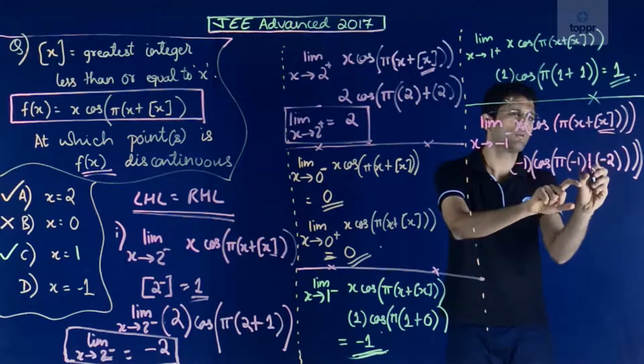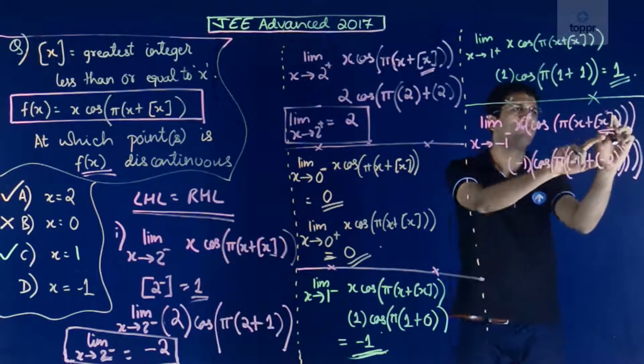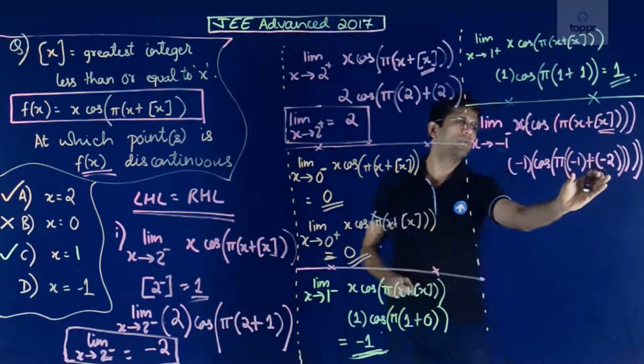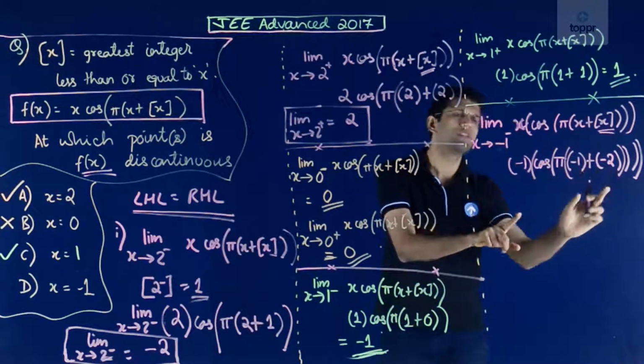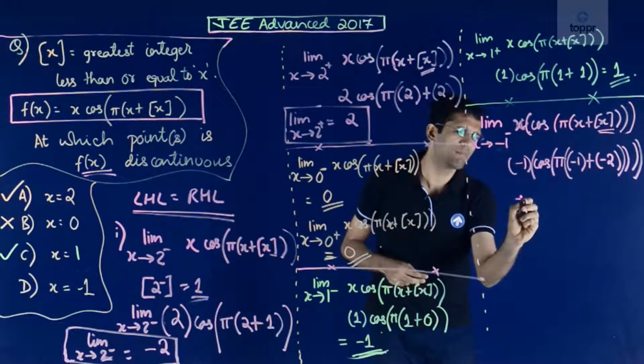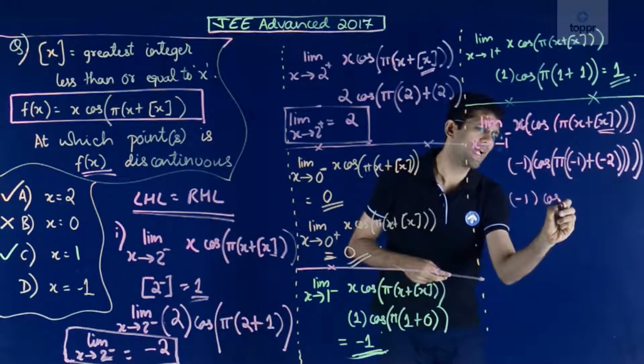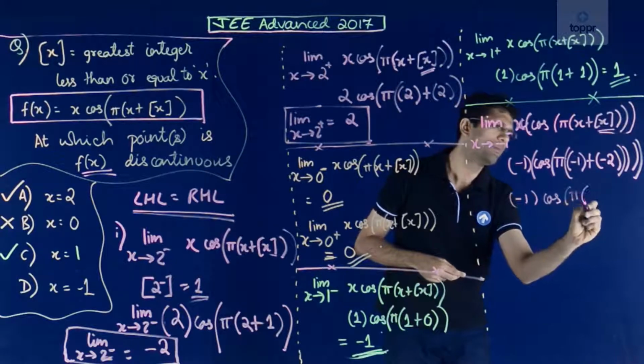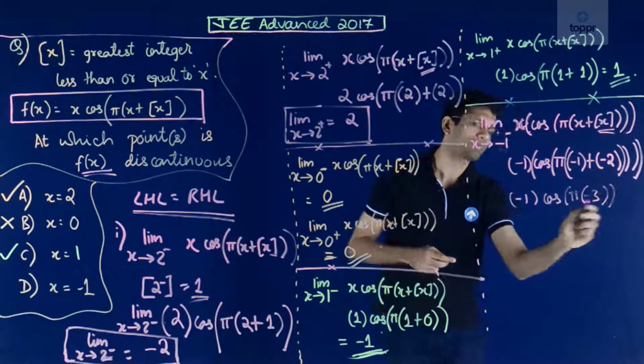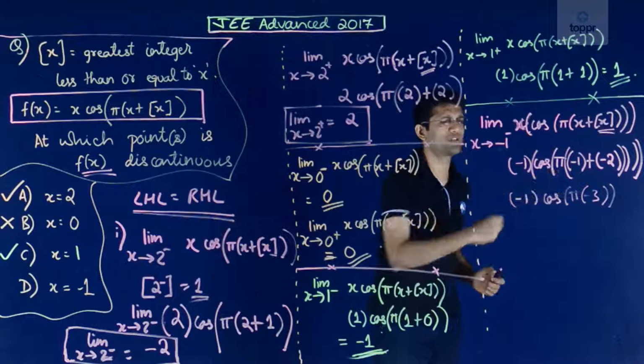Then we have this value minus 2 which is GIF of x, and so now here minus 1 plus minus 2 will give us the value minus 3, and so we finally get minus 1 into cosine of pi into minus 3. So we now have this kind of an expression.